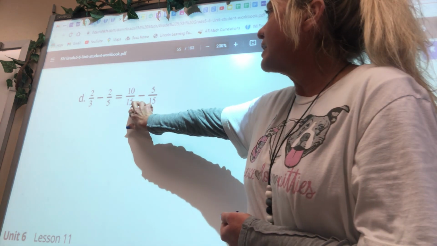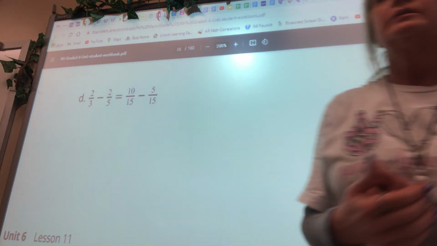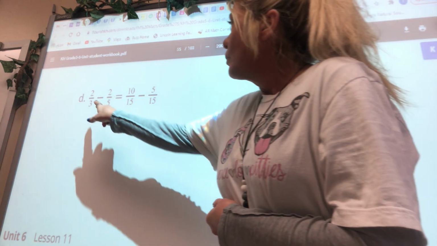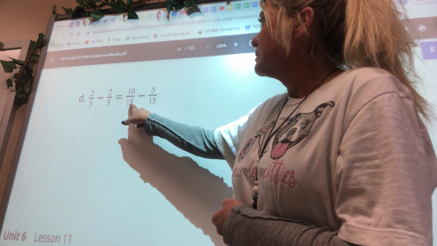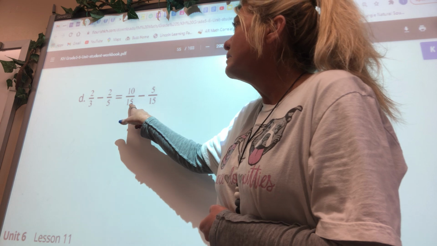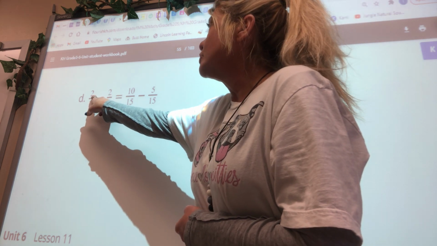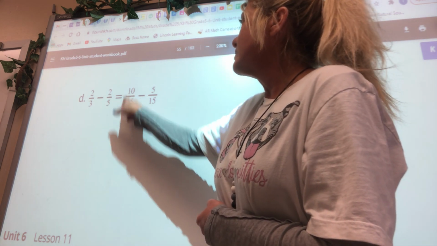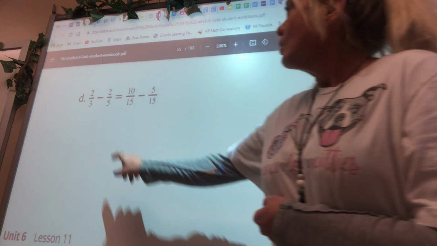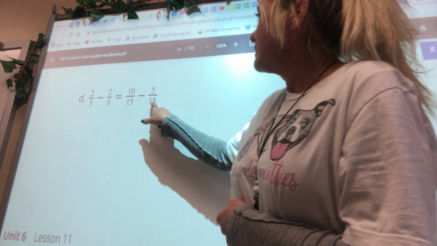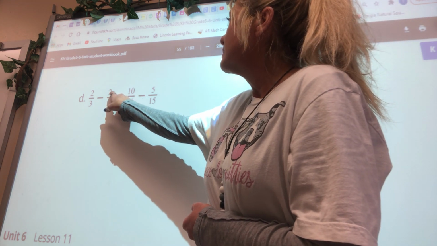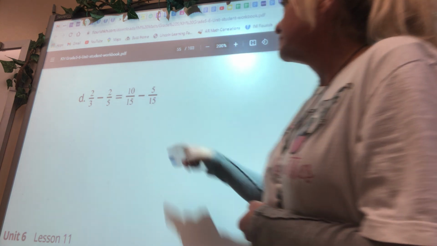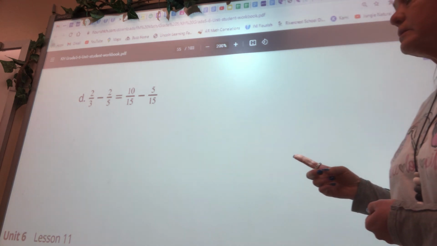Is 15 the common denominator of 3 and 5? Yes. What would I have had to do to this to get this? And then 2 times 5 is 10. So that was okay, isn't it? What would I have to do to 5 to get 15? What's 2 times 3? That's not okay, is it? So are those equivalent? No.